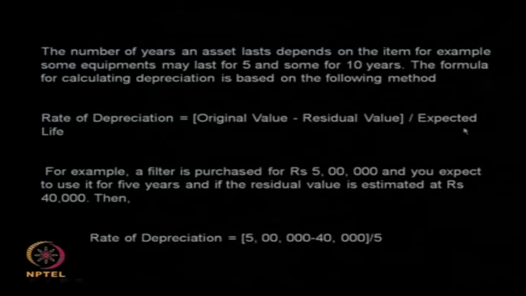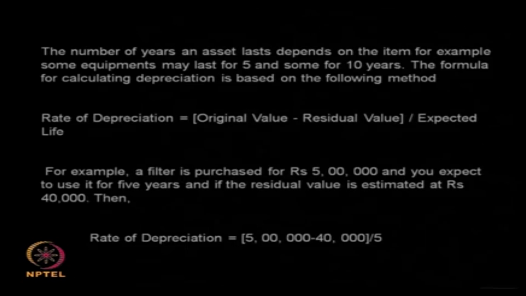So, rate of depreciation is calculated as original value minus residual value divided by the expected life. How do you decide on expected life? It is based on a lot of experience. For example, I said a building may last for 10 to 15 years, so that is the expected life. If you take a computer, 2 years, because technology changes very fast. So, in the denominator you may put 2 years.